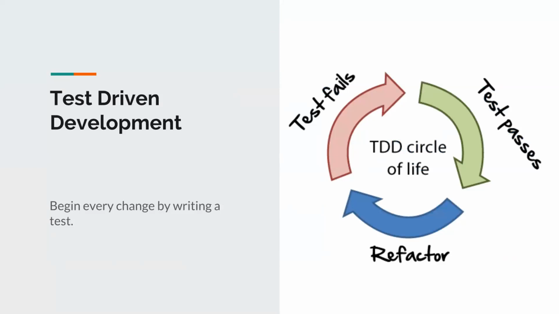This technique is really important to remember. It has 3 steps. First, ensure the tests fail. Second, ensure the tests pass. And then third, refactor, fix the code and test again.